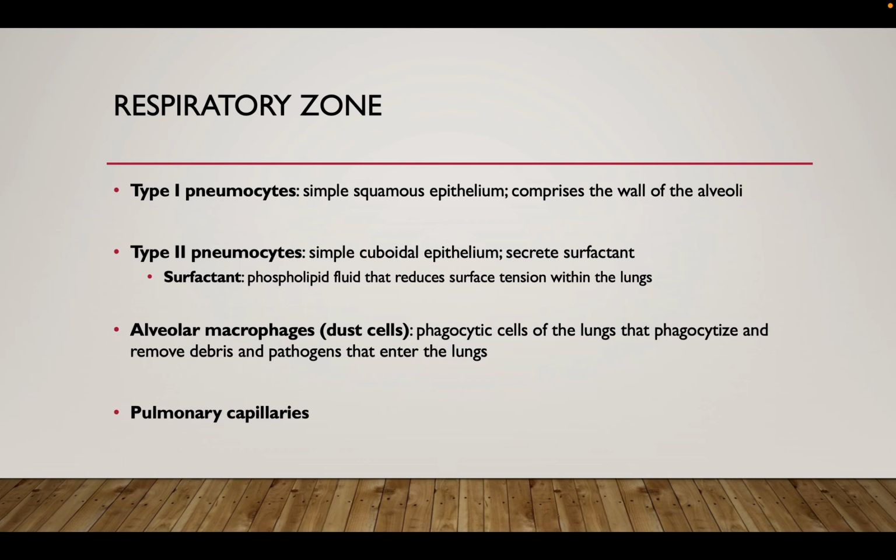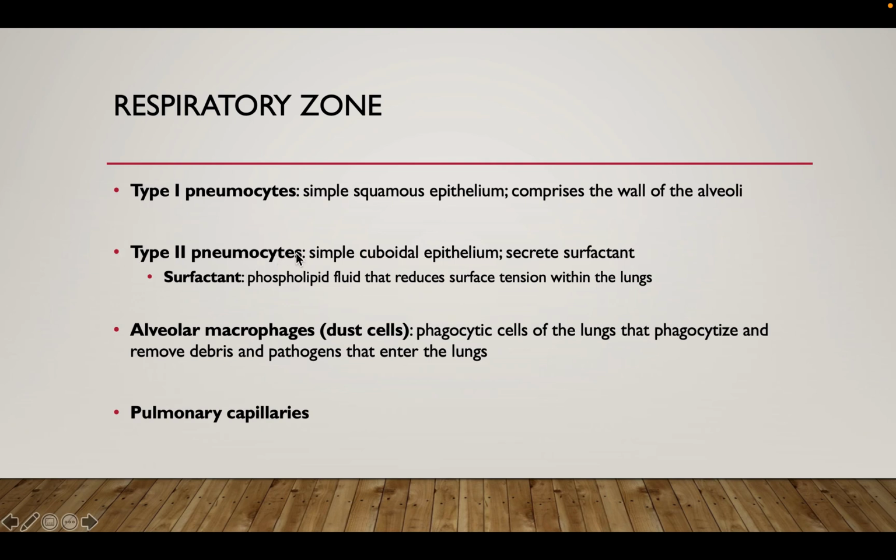A very flat cell that's only one layer is not very thick, and this is perfect for having gases cross these cells, so from the blood into the alveoli or from the alveoli into the blood. So our type 1 pneumocyte will help to comprise the wall of our alveoli and be involved with gas exchange.